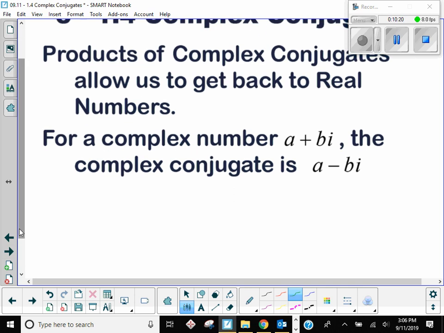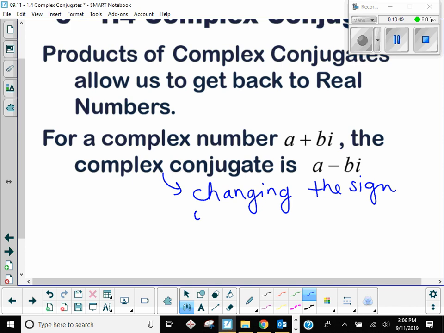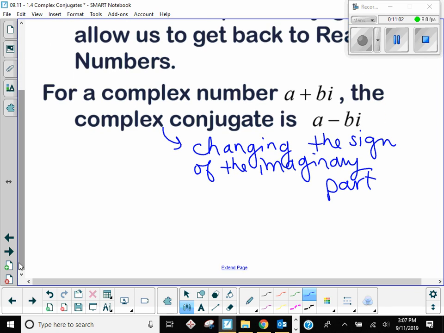in those two expressions? The variables are all the same, right? Okay, the A is the same, the BI is the same. What's the only difference? Positive, negative, right? One is an addition, one is a subtraction. So when we're talking about conjugates of complex numbers, a conjugate is formed by changing the sign of the imaginary part. Changing the sign of the imaginary part. And I'll tell you why we would even want to do that here in just a bit.